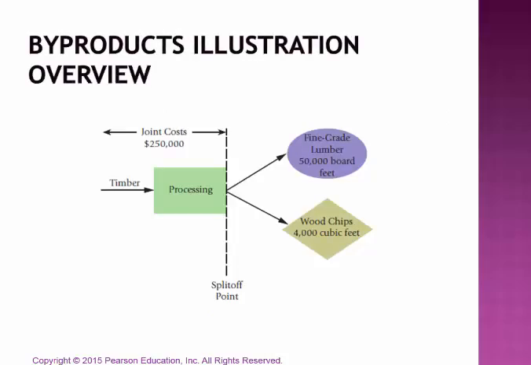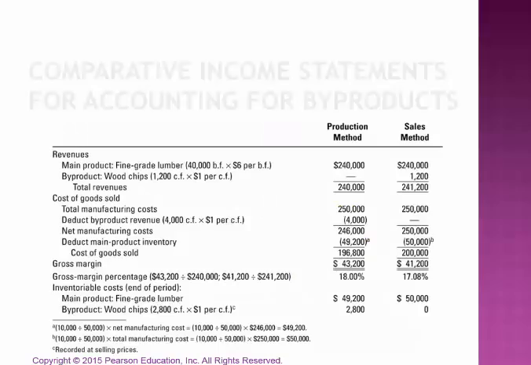Here is an illustration so that you guys can think of this visually. We've got $250,000 incurred up to the split off point for those joint costs. We need to somehow allocate those between the two. Again, we've got a main product and we've got a byproduct.